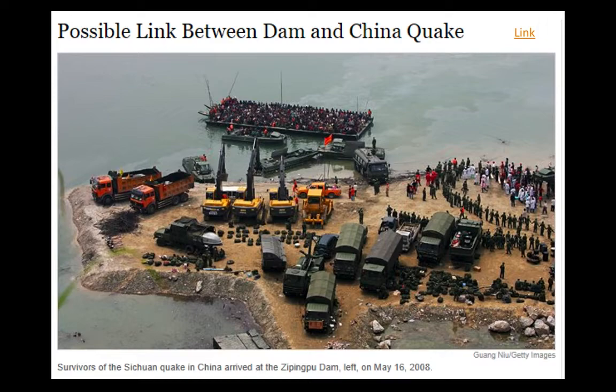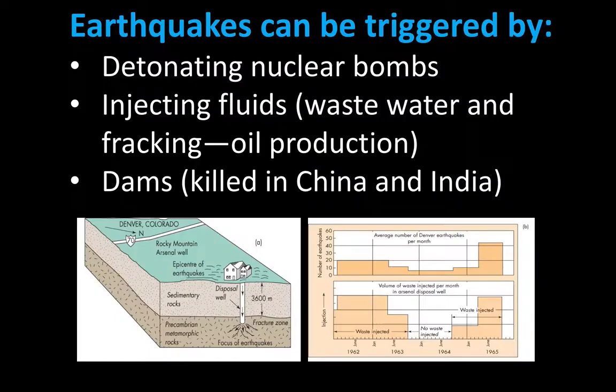All right, so here's another one. I'm going to unpack this in a second. This is a headline from 2008. The headline was from later on, from papers that came out afterwards. But there was a major devastating earthquake that took place in 2008, and the suggestion here was that there was a linkage between that and a massive hydroelectric dam. And I'll unpack that in a second.